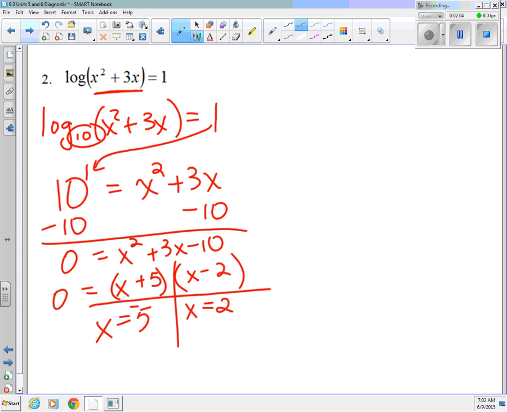I just have to check and make sure that they actually produce a positive value for the log. So -5 squared is 25, plus 3 times -5. 25 minus 15 is 10, and log of 10 is in fact 1, because 10 to the first is 10. So 2 squared is 4, plus 3 times 2 is 6. That is also 10. We're good to go. Both of these solutions work.